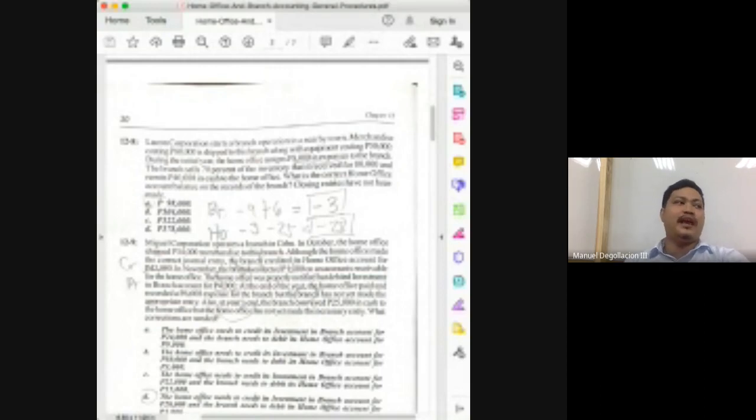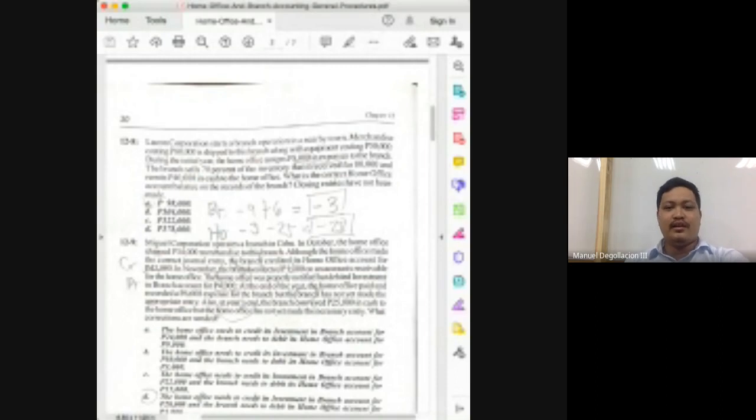What do you think would be the entry in the books of the home office? Debit, cash, and credit, investment in branch. Why are we debiting cash? Because the home office received cash. Why are we crediting investment in branch? We are essentially taking something from our investment in the branch. Okay, we are treating this as a withdrawal transaction. Okay, so far what do we have?